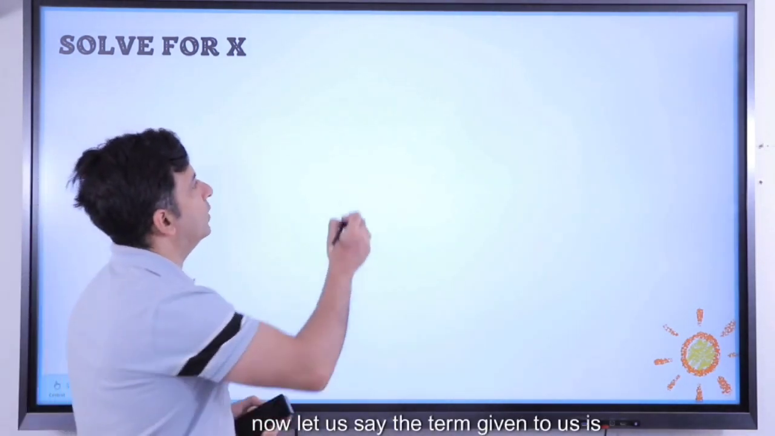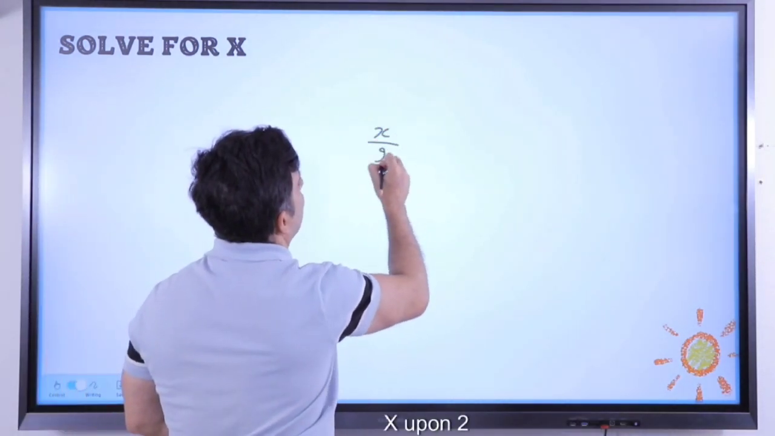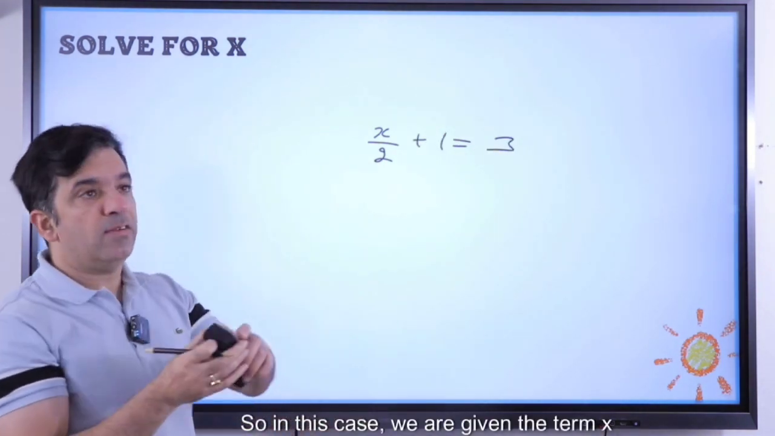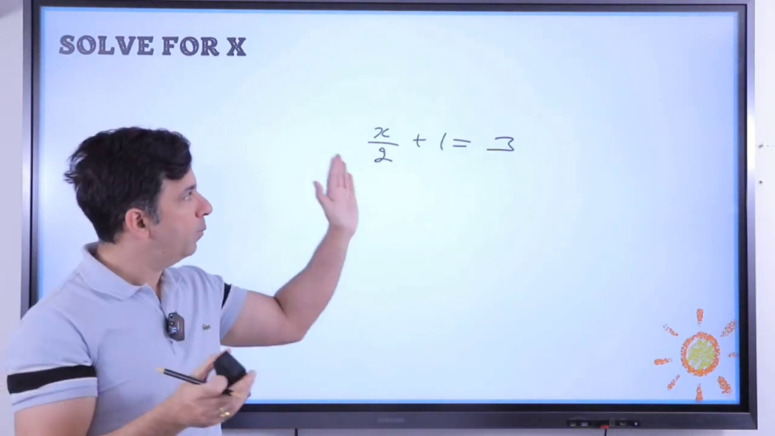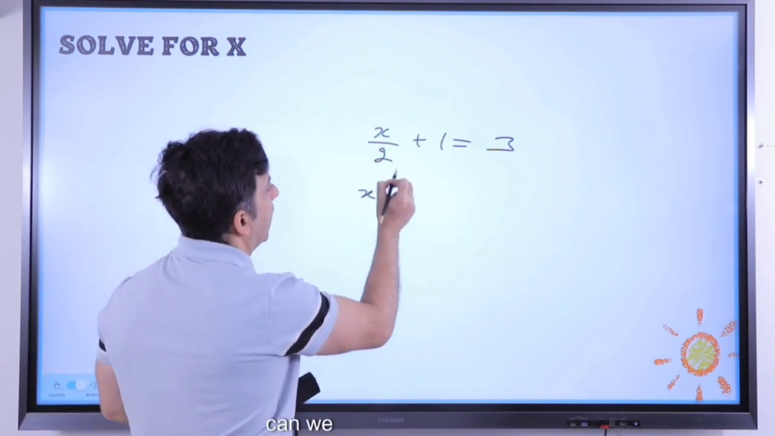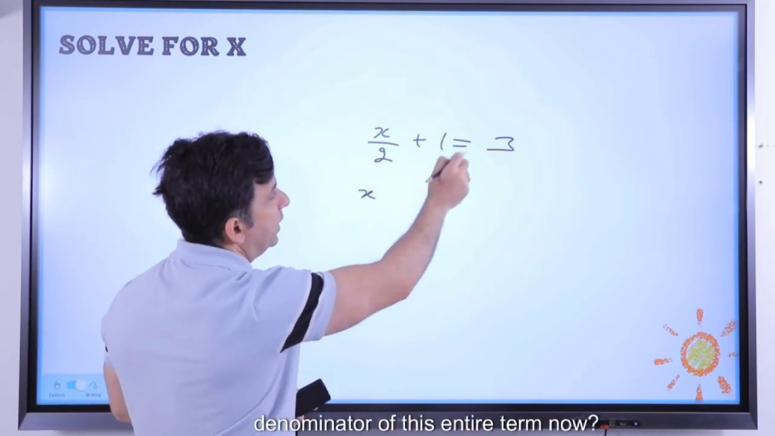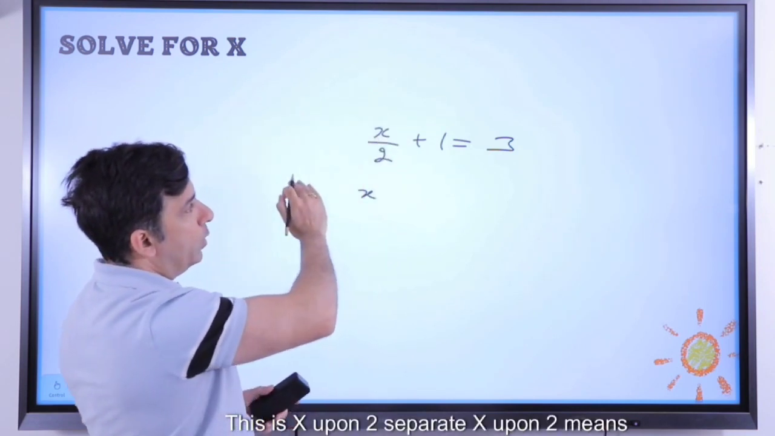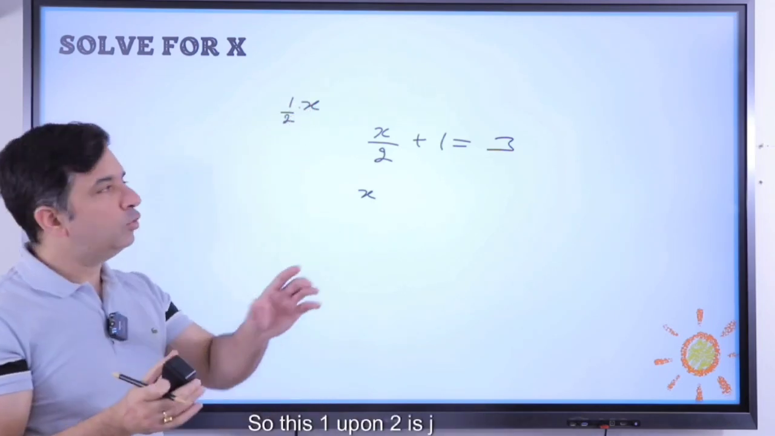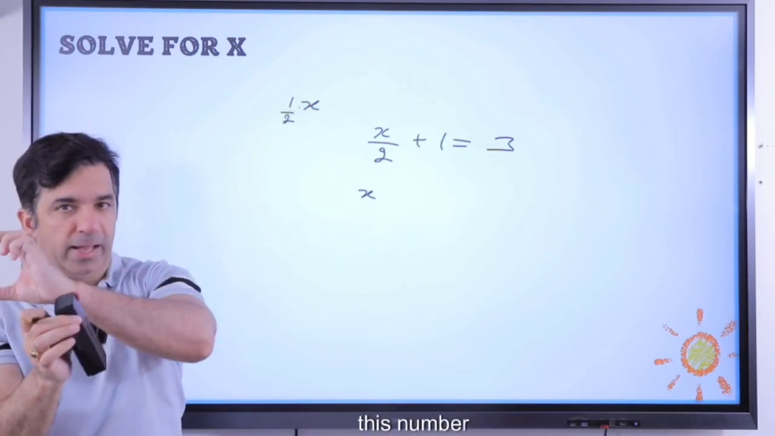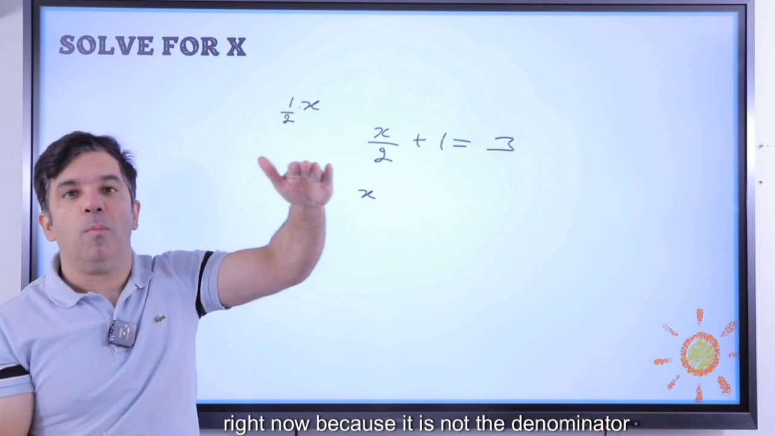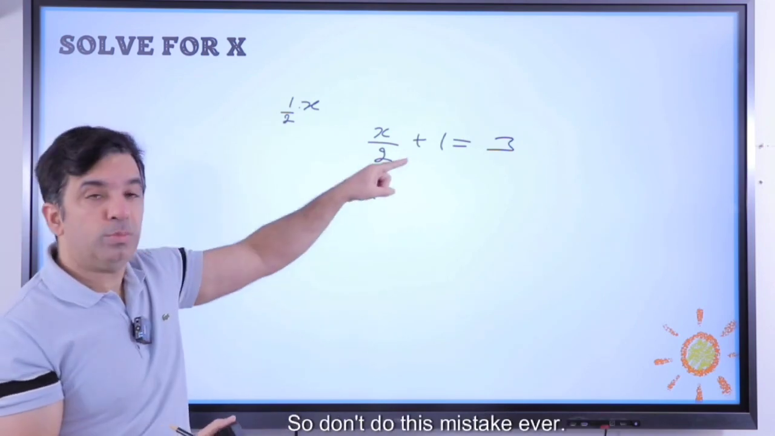Now let us say the term given to us is x upon 2 plus 1 is equal to 3. So in this case, we are given the term x divided by 2 plus a 1 separately is equal to 3. So can we see that this 2 is not in the denominator of this entire term now? This is x upon 2 separate. X upon 2 means what? X multiplying with 1 upon 2. So this 1 upon 2 is just the coefficient of this number x. We cannot take this 2 on the other side right now, because it is not the denominator of the entire expression. So don't make this mistake ever.